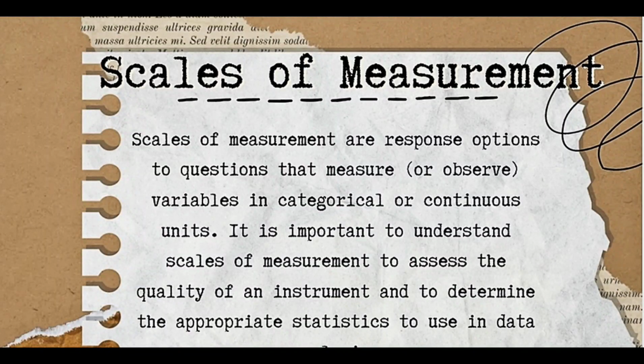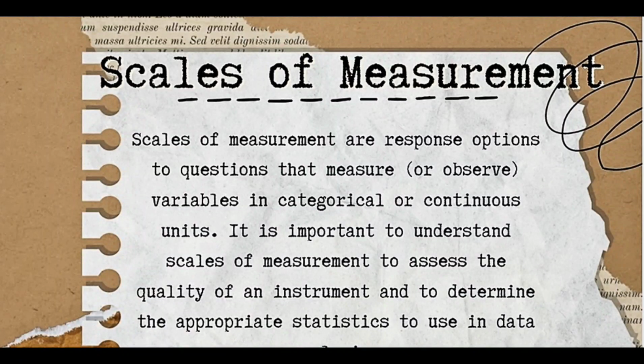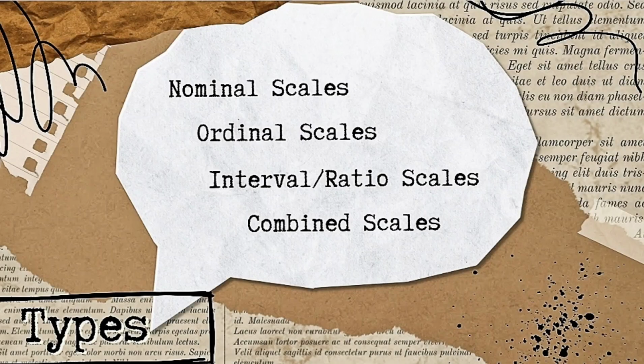So what are measurement scales? Scales of measurement are response options to questions that measure or observe variables in categorical or continuous units. It is important to understand scales of measurement to assess the quality of an instrument and to determine the appropriate statistics to use in data analysis. There are actually three main types of measurement scales. We have the nominal scales.